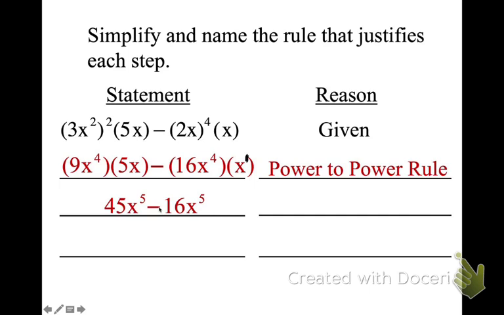That is the fifth power. So now, since they are the same term, we can combine like terms. The base doesn't change. When the term is the same and we're adding and subtracting, we just add or subtract the coefficients. So 45x to the fifth minus 16x to the fifth makes 29x to the fifth. That was the rule of common bases, and now this is combining like terms.